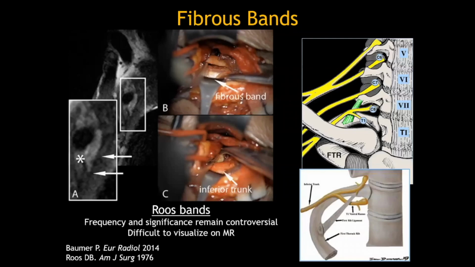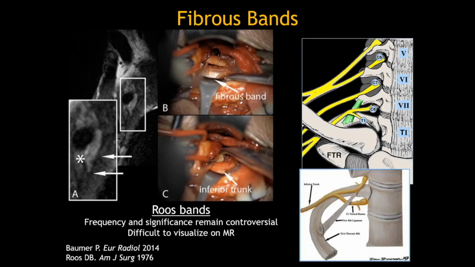Now, these fibrous bands, again referred to in the literature as Roos bands. Roos originally, in his paper in the 1970s, described 7 different subtypes. And here's an example of what one Roos band could look like. But it's important to note that much like fibrous bands in the quadrilateral space, these are notoriously difficult to see on imaging and are often encountered at surgical exploration.